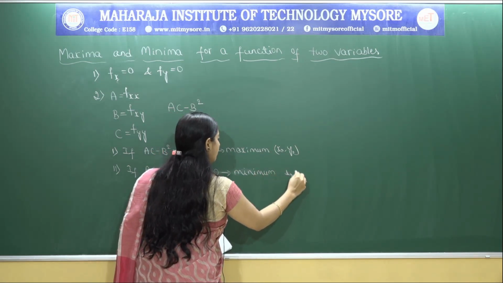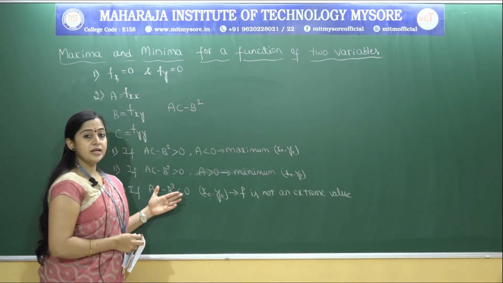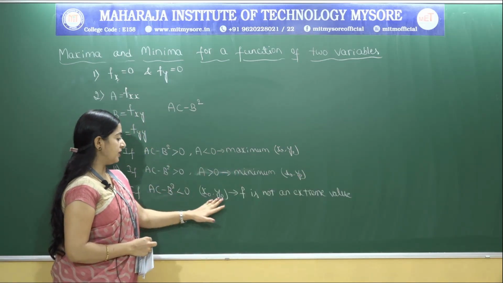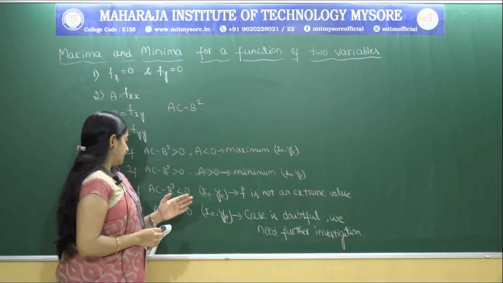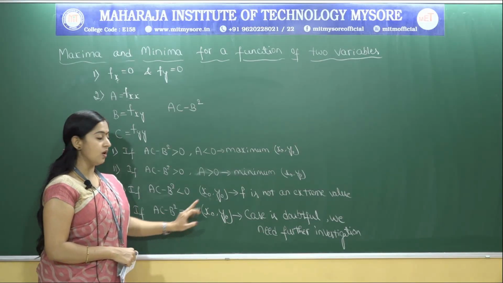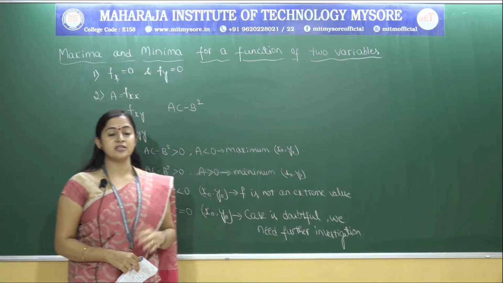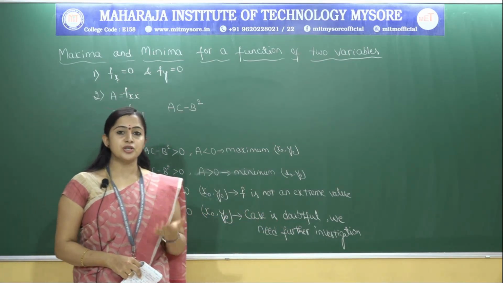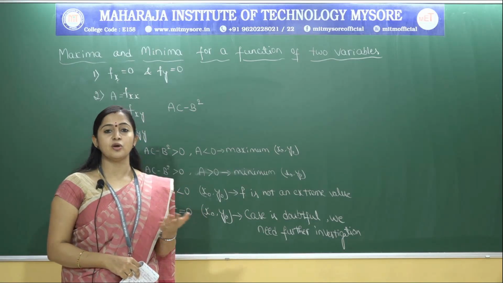Then the third possibility, suppose the ac minus b square is less than 0 at x0 comma y0, then f is not an extreme value. Then the fourth possibility, if ac minus b square is equal to 0 at x0 comma y0, then the case is doubtful, we need the further investigation. So these are the procedure to find the given function is the maxima and minima at x0 comma y0.